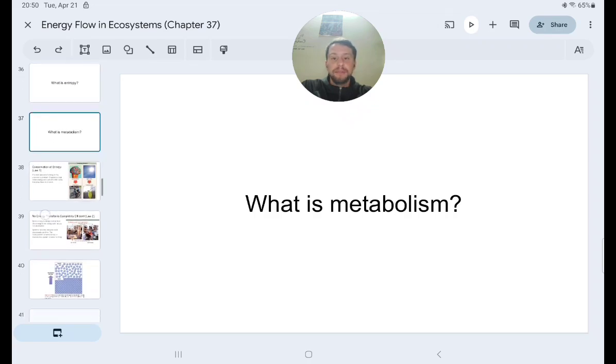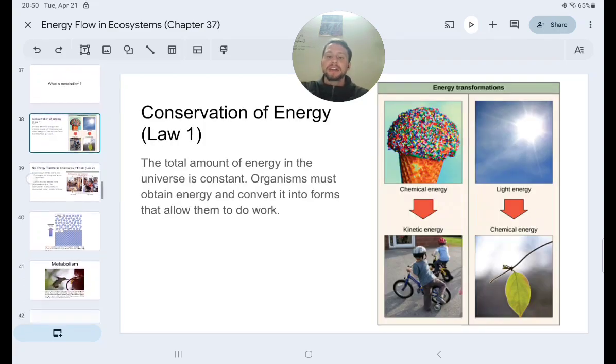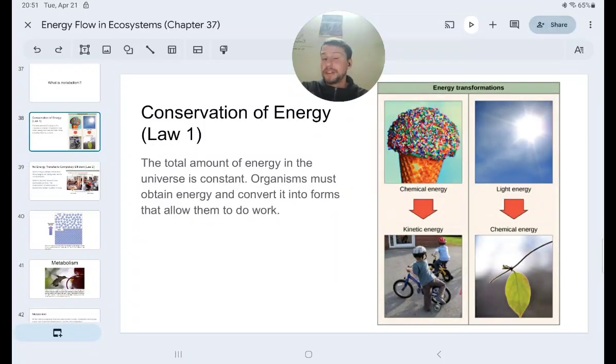And what is metabolism? Well, we can think about metabolism as a series of chemical processes. Like, for example, cellular respiration. In any chemical process like cellular respiration, there is energy always being lost. Or in photosynthesis, there's energy always being lost. And the conservation of energy tells us that the total amount of energy in the universe is constant.